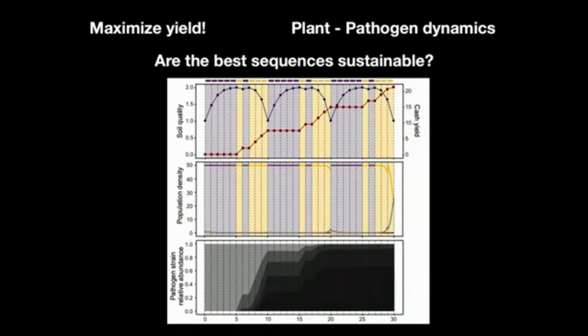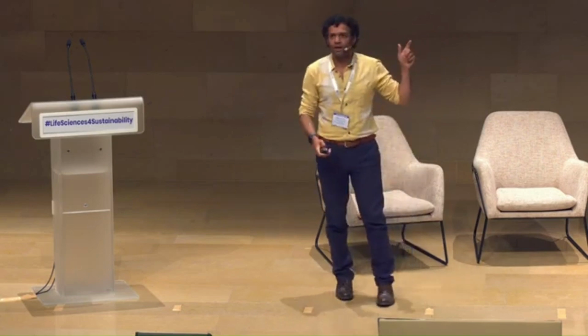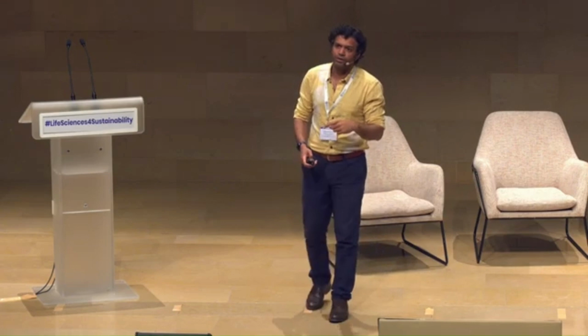The thing is, the cash yield increases every 10 years because the sequence is a periodic sequence of 10 years. So you can use the same sequence again and again. But the rate of increase of cash profit is actually decreasing. So you're not making the same profit every 10 years.